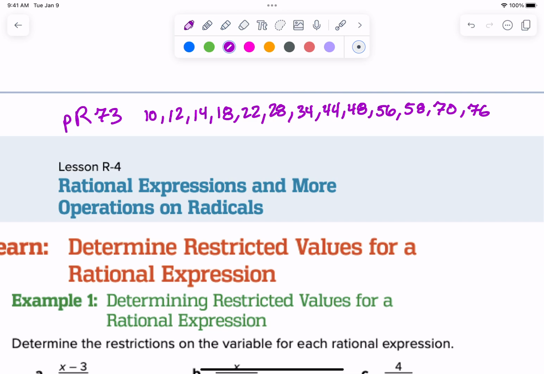Reese and Michael, this is R4, or the start of R4 anyway. We are doing rational expressions and some other operations and such.